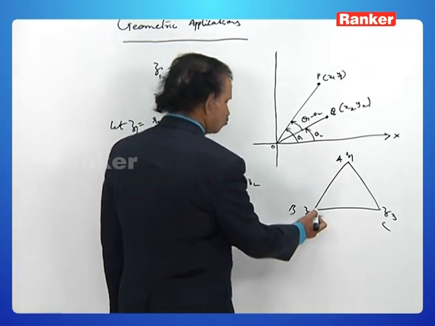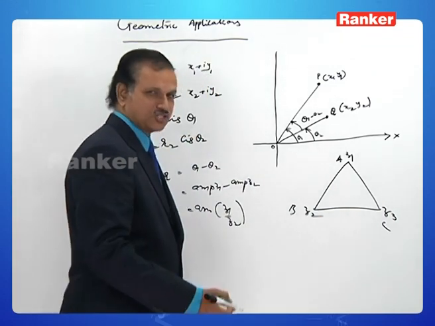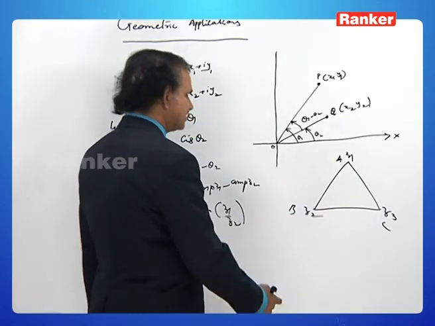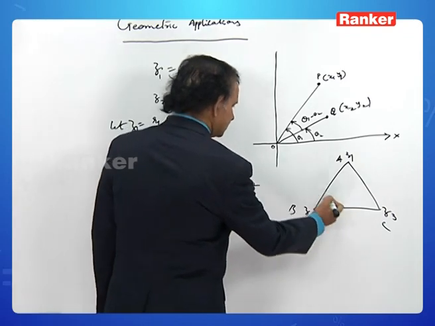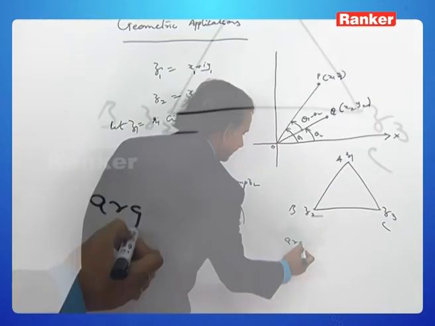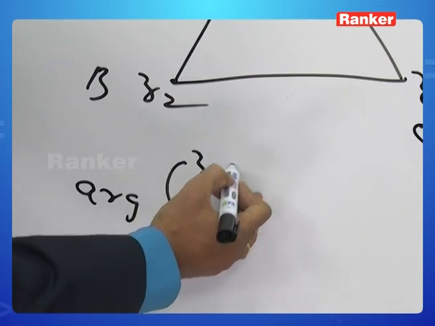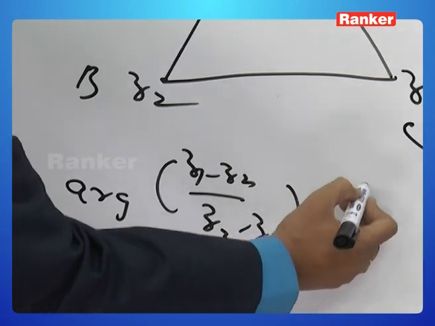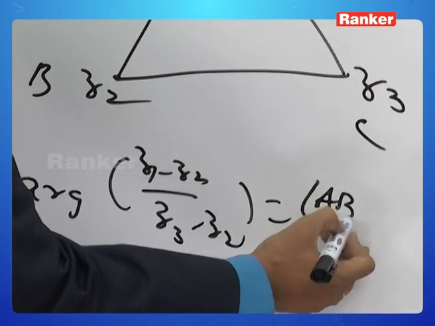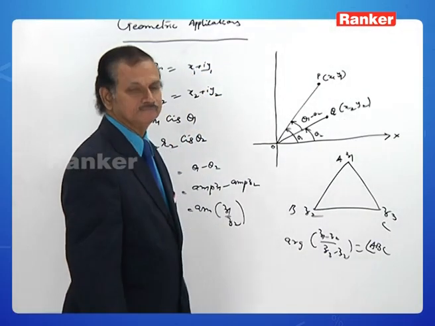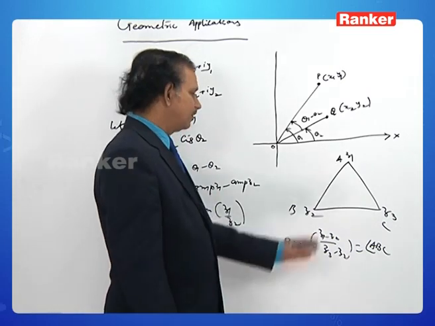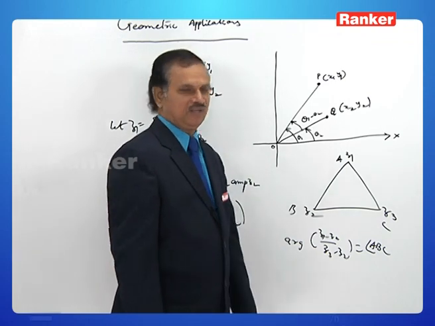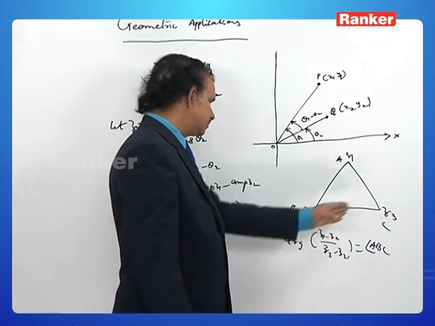I consider this to be the origin. And what does it mean? I shift the origin to this point, say. Then what is that? This angle minus this angle, that is argument of Z1 minus Z2 by Z3 minus Z2, is of course nothing but angle ABC. It is BA bar and BC bar. The angle between them is the argument of this minus this.